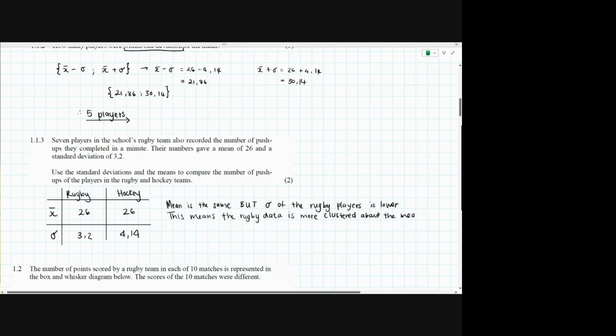Right, and just so that we understand, when I talk about data points being clustered around the mean, I'm saying there's more data points closer to the average for the rugby players than for the hockey players, right? So what that means is that the rugby players' number of push-ups is closer to, more similar to the average than the hockey players. Okay, so we need to just make that comparison. So yes, we've said the mean is the same and standard deviation of the rugby players is lower, but we actually need to go ahead and say what that actually means.